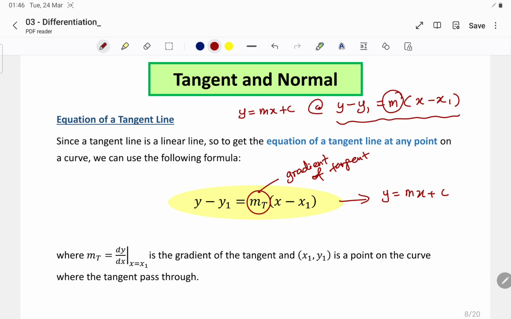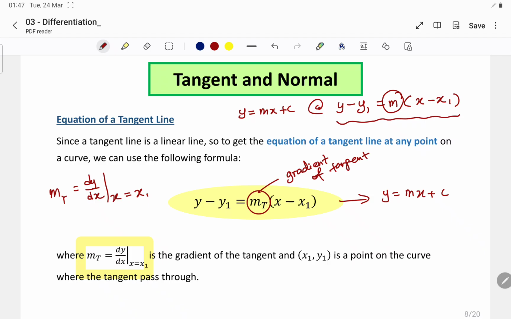So now when you see mt, how to get this mt, which is the gradient of tangent, you have to use this formula, which is mt equal to dy dx, and then we substitute x1 inside dy dx. So what is dy dx? Differentiation.